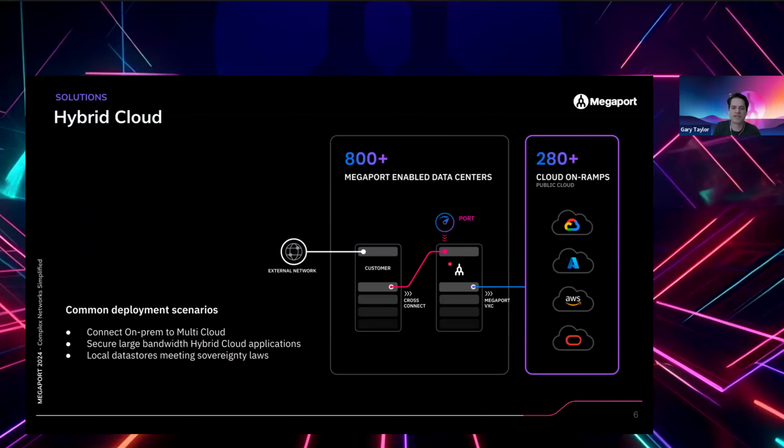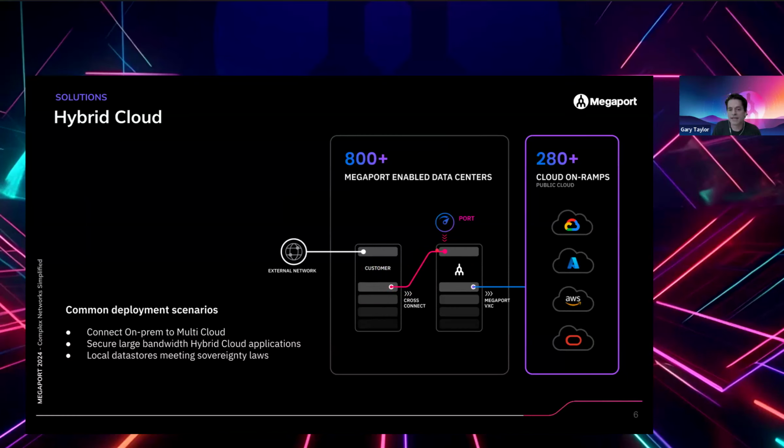You give that LOA to your DC provider, and then they connect you from your on-prem environment here to Megaport via a cross-connect, and then you're on net. That can take a couple of hours or a couple of days. And in theory, you can deliver multiples of 100 gig if you wish from that location.